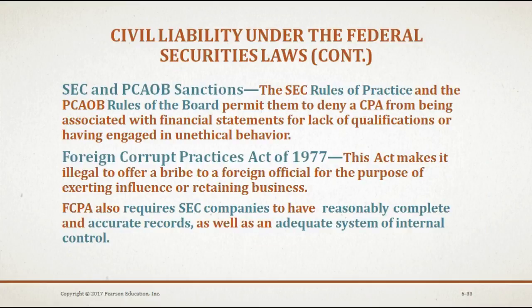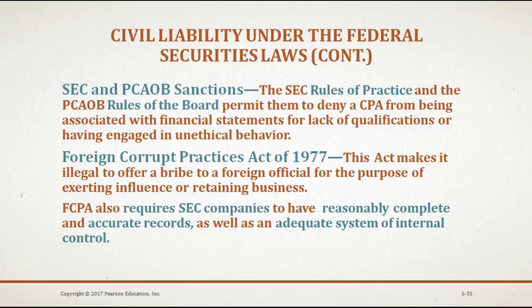Closely related to auditor's liability is the Securities and Exchange Commission and Public Company Accounting Oversight Board authority to sanction certain professionals who are involved with publicly held companies. The SEC and the Public Company Accounting Oversight Board have the power in certain circumstances to sanction or suspend practitioners from doing audits for SEC companies. The SEC Rules of Practice and the Public Company Accounting Oversight Board Rules of the Board permit them to temporarily or permanently deny a certified public accountant or CPA firm from being associated with financial statements of public companies because of a lack of appropriate qualifications or having engaged in unethical or improper professional conduct.